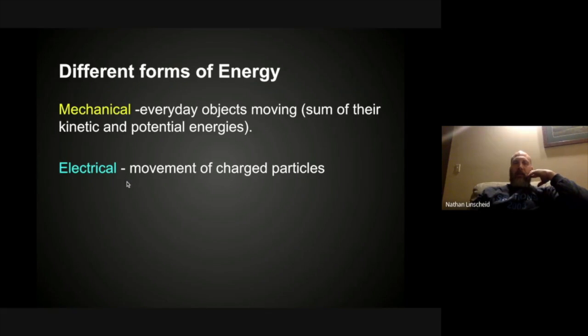Now, we also have electrical energy, and this is the movement of charged particles. When we talk about charged particles, we're talking about protons, neutrons, electrons, ions. But typically, the electrons that are moving when you are running an electric current.